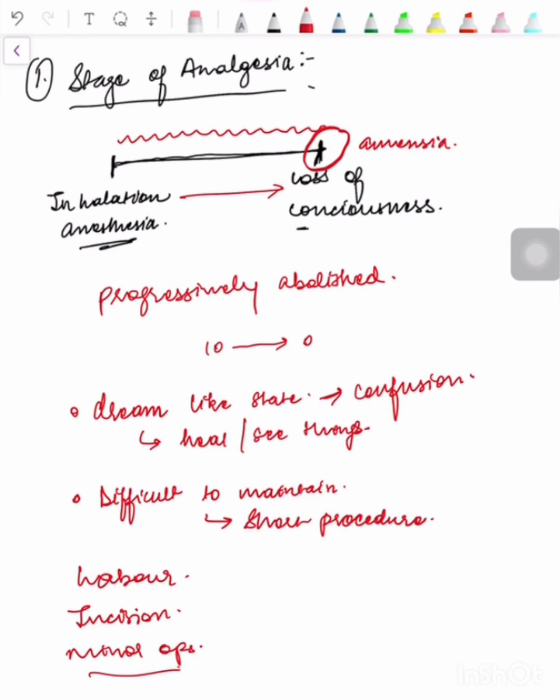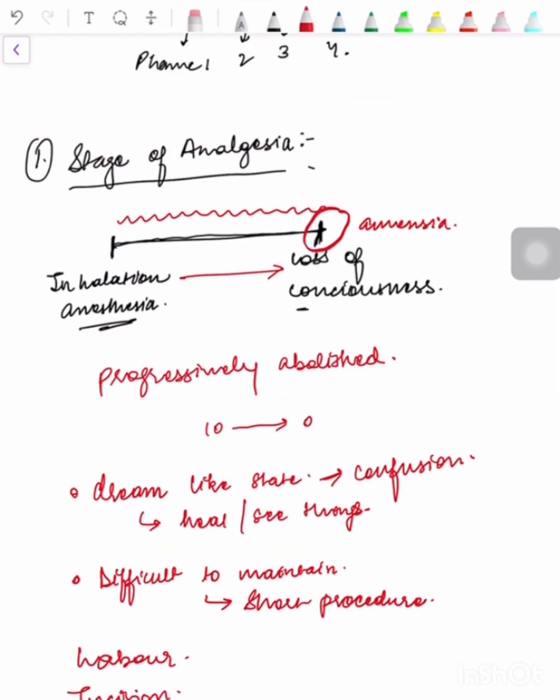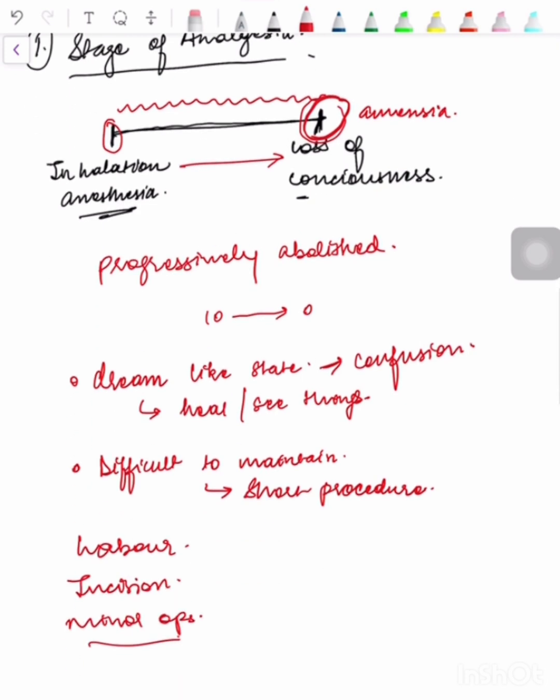analgesic, the stage of analgesia. Let's read the points here. The first point we read: the stage of analgesia is nothing but the beginning of inhalation of anesthesia, or the administration of anesthesia, till the loss of consciousness or the beginning of amnesia. The pain is progressively abolished in this stage. The person is in a dreamlike state or confusion stage where sometimes they can still hear or see things. It is difficult to maintain this stage of analgesia, therefore it is used only in short procedures where you have to maintain it only for a shorter duration.